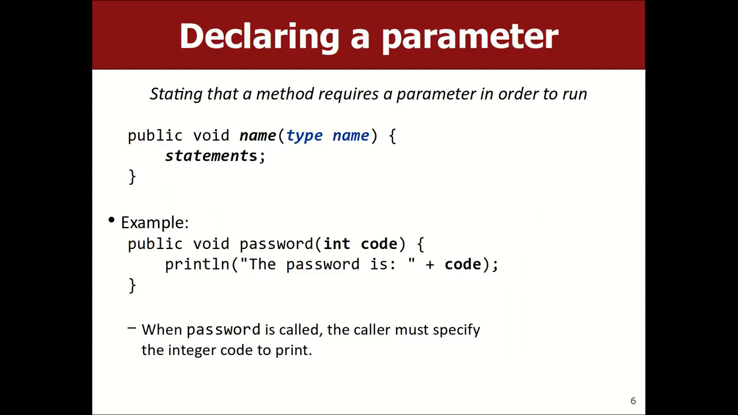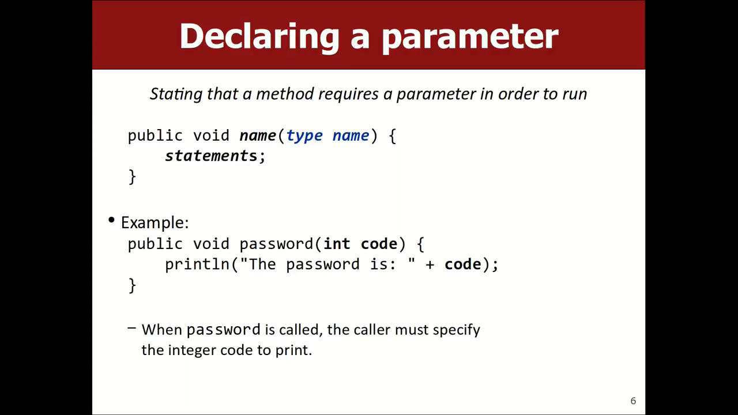Here's the way that you declare this parameter. Inside the parentheses, when you're writing the method, you declare a variable. It's technically called a parameter variable. This example on the slide declares a single parameter of type int. So it's kind of a dumb method. I'm just showing you a short example so I can fit something on the slide. What the code here is saying is I've written a method named password, and it asks for a parameter named code. And when you run the method, it'll print the password is, and then it'll print the code that you supply. So that's the first step.